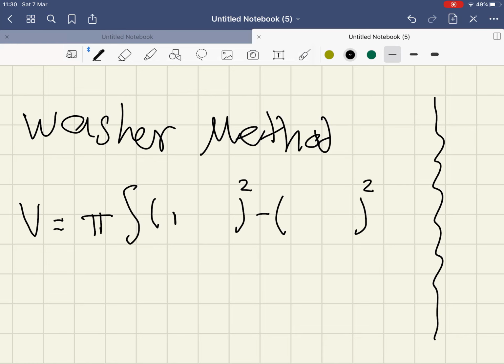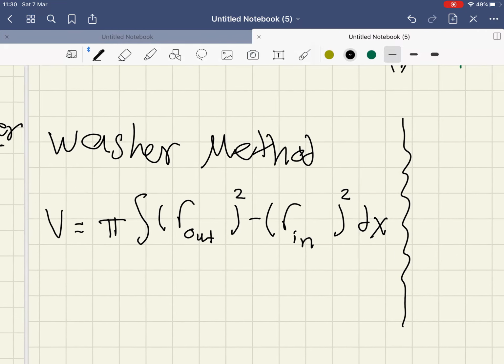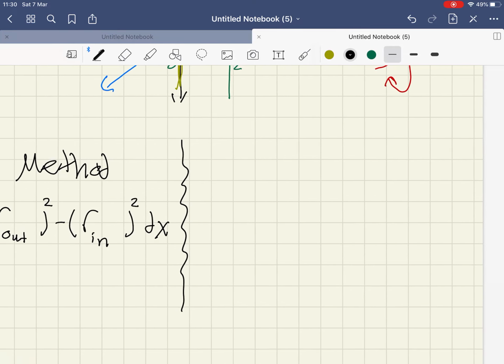The first one is something we call R out. And then we need to find something we call R in, and then it's dx. Of course, why is it dx? Because all the functions given in the question are in terms of x. So just do it with dx. Now, how do we find R out and what is R out?